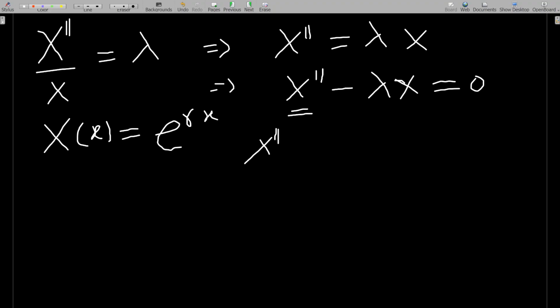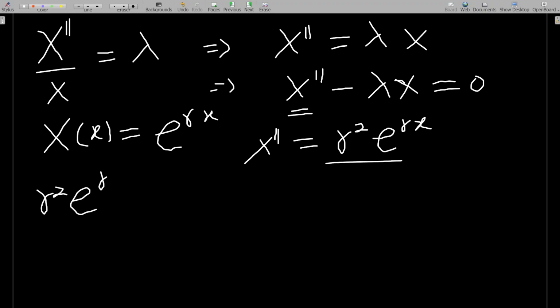That means X double prime will be equal to r squared e to the power rx. Now when you differentiate this for the first time, you get r times e to the power rx. The second time will be r times r e to the power rx, and that will be r squared. Alright, so with this, we just put these back in our equation. Now we have X double prime minus lambda X. So X double prime is now this, so I have to just put that in.